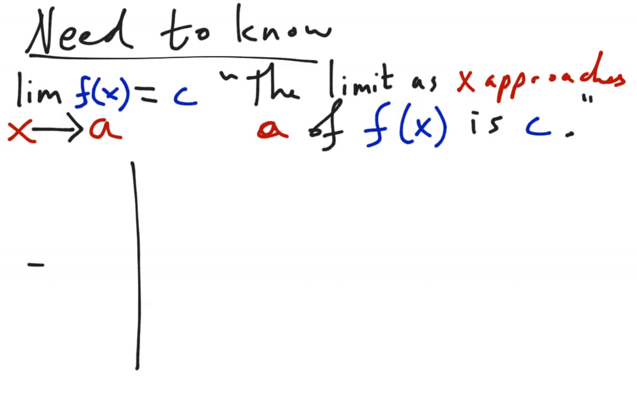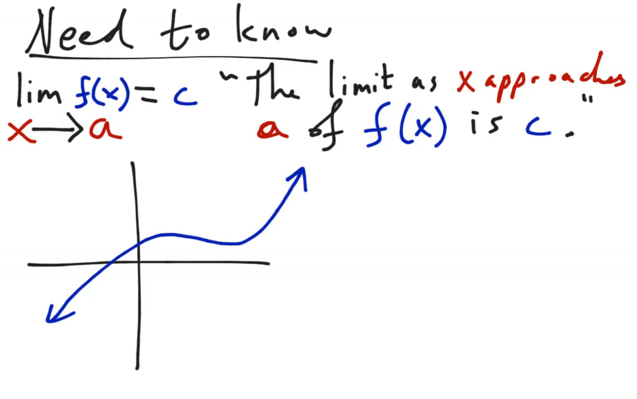So we have some nice axes like that. We have our graph f of x. I'm going to draw it in blue, just like in the limit definition there. So there it is. Let's say here's the x value. Our x value is a. x is approaching a, and then that y value here is going to be c.